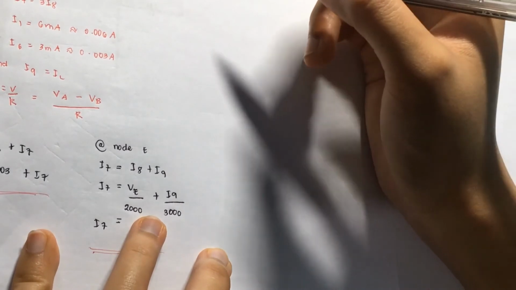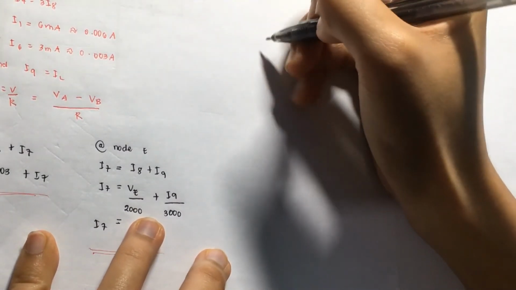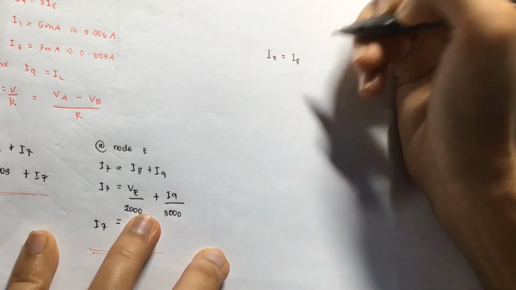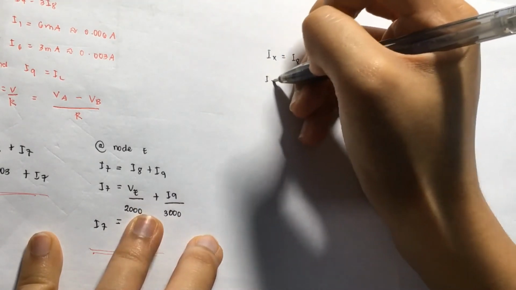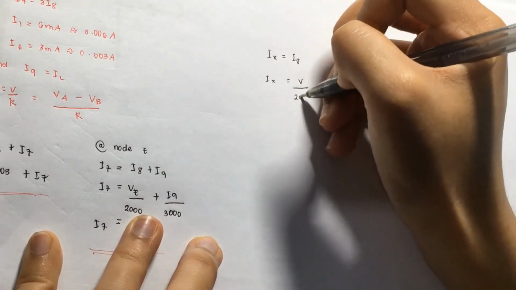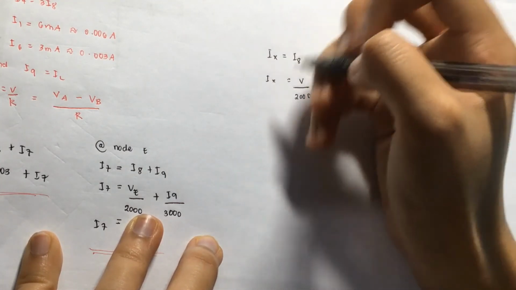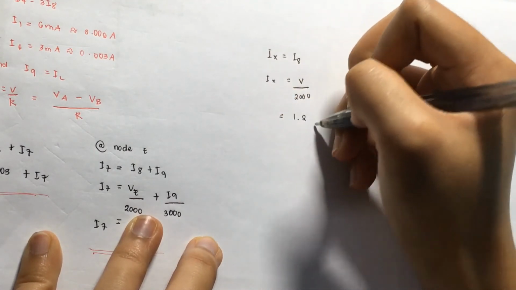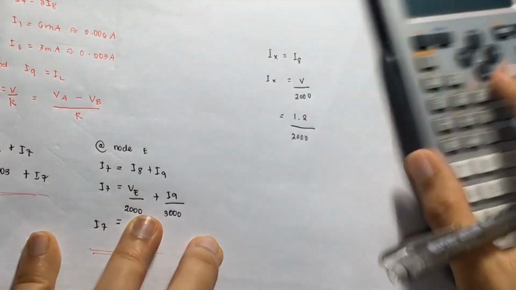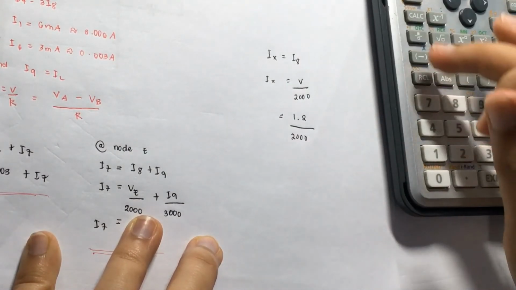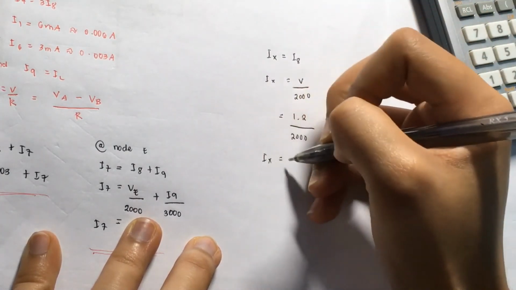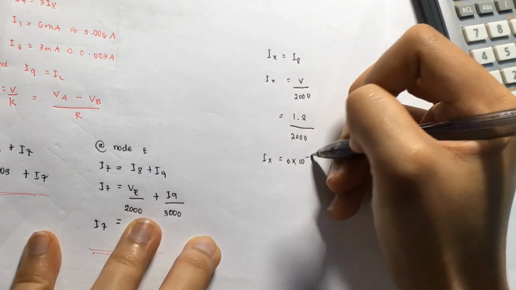So, ato sang ipang ko ng unknown. Ang nabilin is, diba Ix is equal to I8, and I8 is equal to this, and 1.2 man atong given nga V over 2,000. So Ix is equal to 6 times 10 to the negative 4.